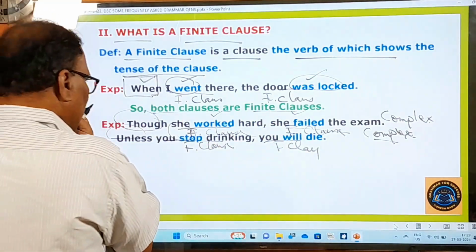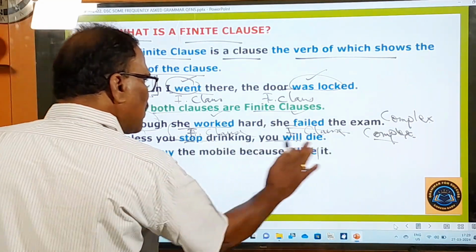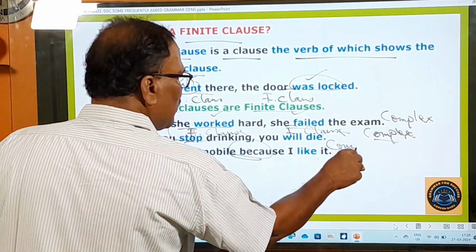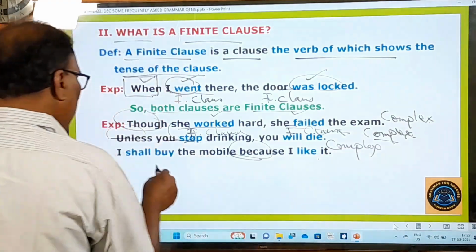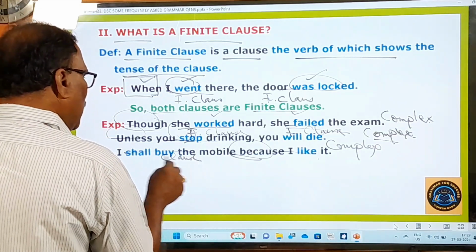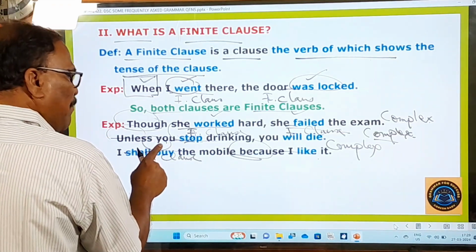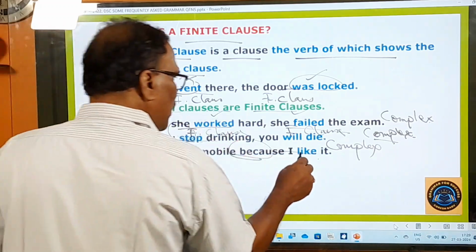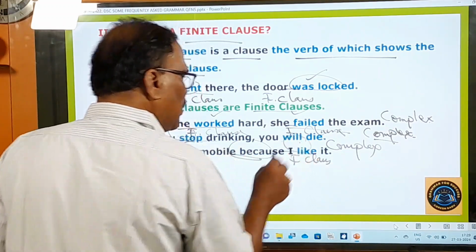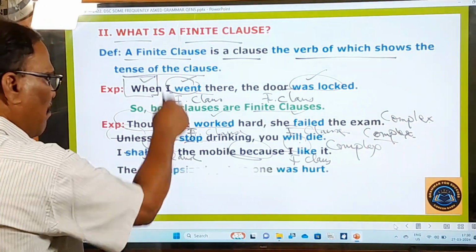And here is the next example: "I shall buy that mobile because I like it." Here "because" is used, therefore it is a complex sentence. This is one clause, this is another clause. What kind of clause is this? It's a finite clause because the verb used in this clause is showing the tense. It is showing the future tense. This is also a finite clause because the verb used in it is showing the present tense. Now these are all complex sentences.